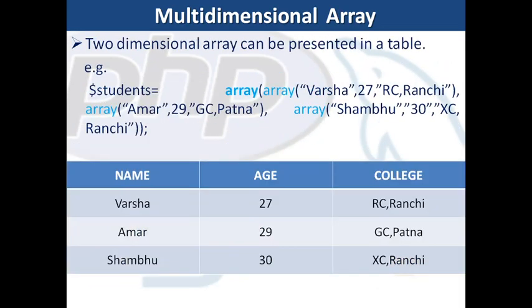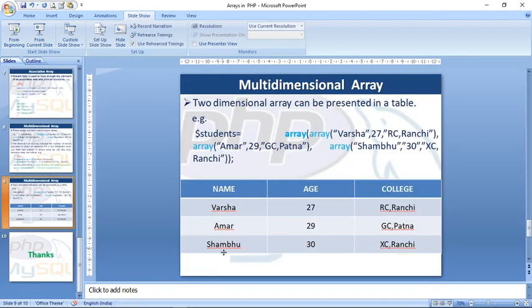A two-dimensional array can be presented in a table like this. The students array: the first element is name, the second element is age, the third element is college name. So we have to print it like this. Now get back to our text editor.